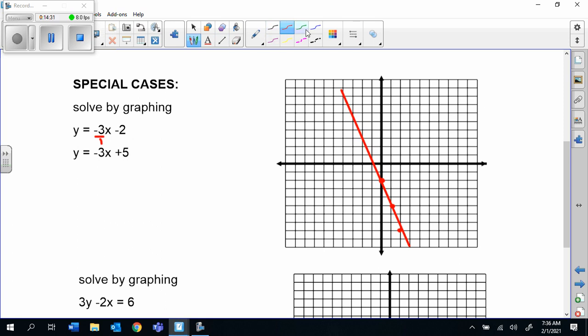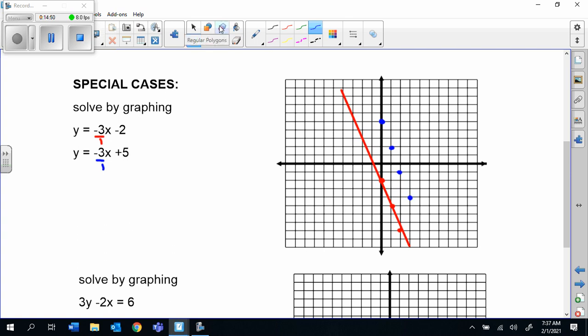Let's graph the second one. We're going to go up 5. 1, 2, 3, 4, 5. And we're going to go down 3, right 1, because my slope here is the same. Down 3, right 1, down 3, right 1.